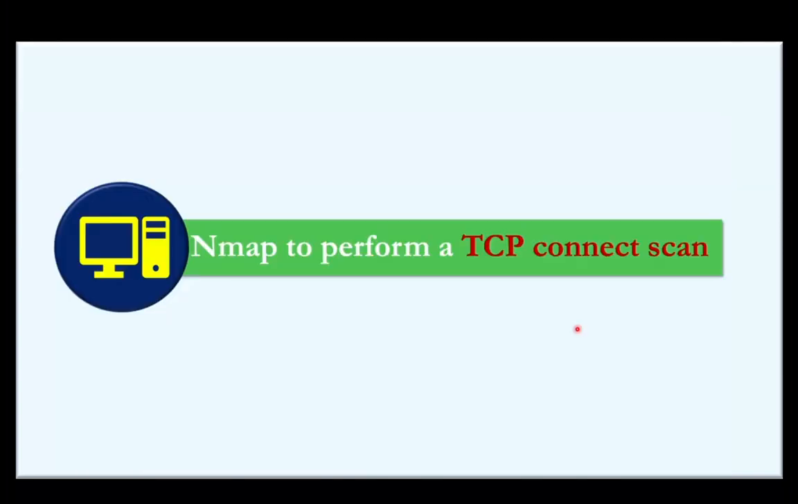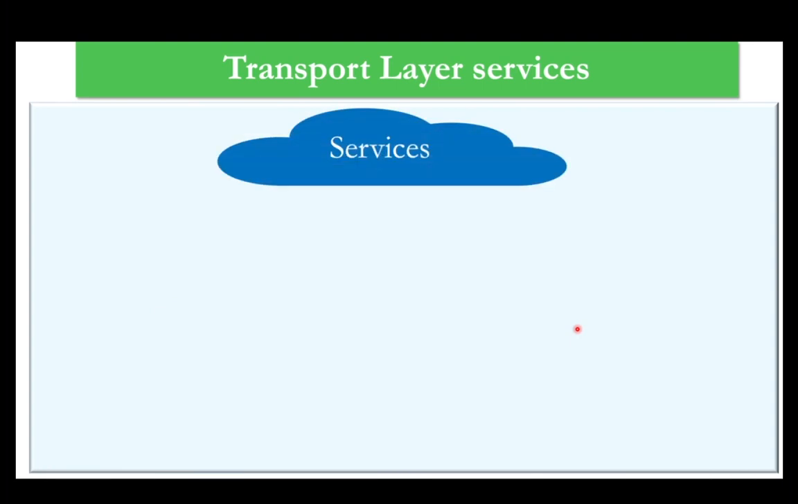Let us observe the first scan, the TCP connect scan, and how it performs. As we know, Nmap can run in two different ways for scanning the services on the target machine, whether it is a TCP scan service or a UDP scan service.